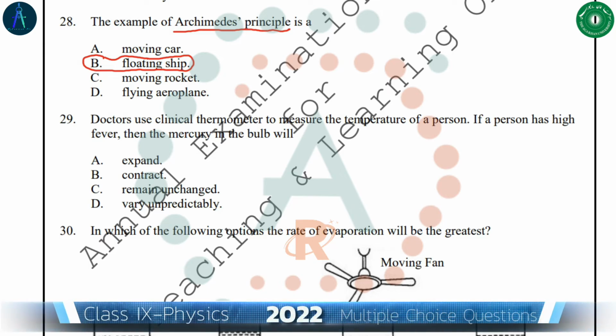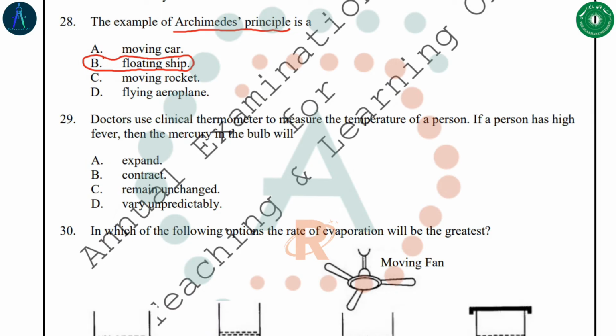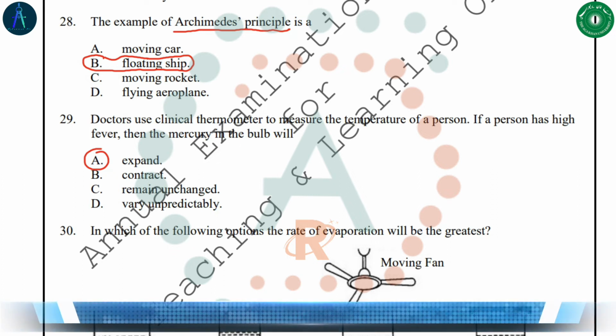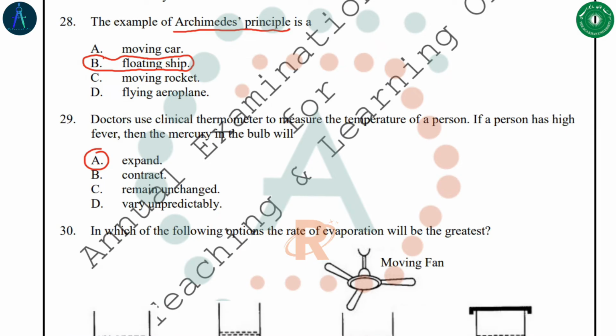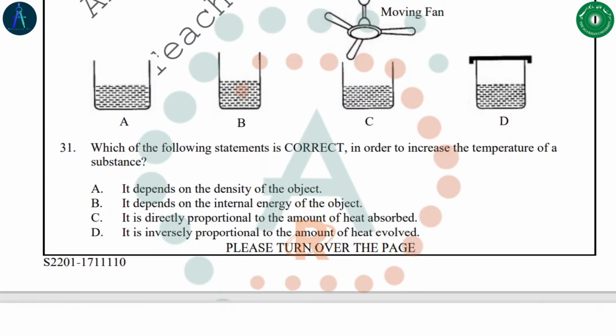Question number 29. A doctor uses a clinical thermometer to measure the temperature of a person. If a person has a high fever, then the mercury in the bulb will rise. So the correct answer is option A, because the heat of that person will be transferred into the thermometer by the bulb, and the mercury inside the thermometer will absorb that amount of heat and expand. So option A is the right answer.